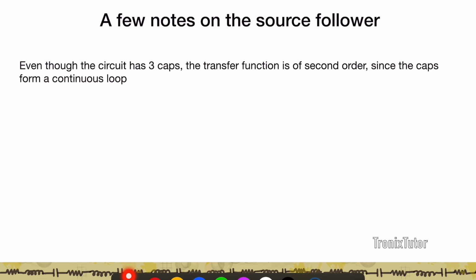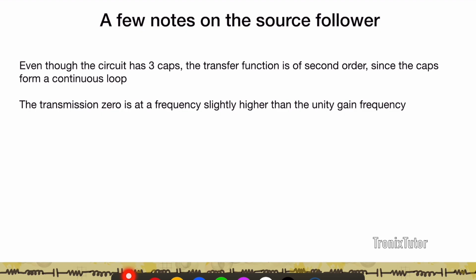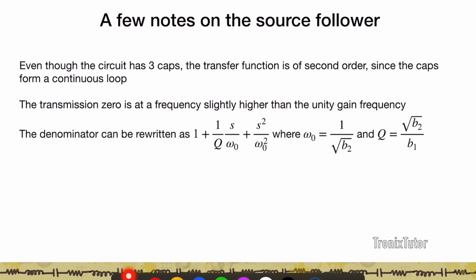So a couple of notes on the source follower. The circuit has 3 caps, and the transfer function is second order, right? And remember that it's very different from what we've seen before. The transmission 0 is at a frequency slightly higher than unity gain, so it's a very, very large 0. So normally it doesn't affect us when we're looking at operation of the amplifier in regular regimes. Now, this is a second order system. We'll see that this source follower is used a lot in oscillators, etc.